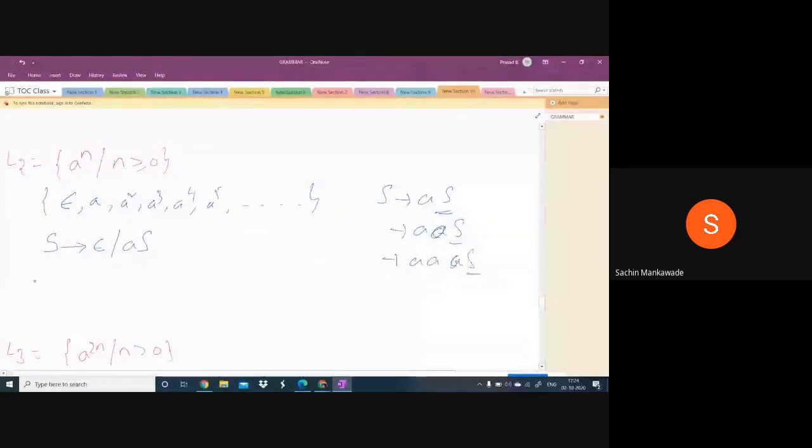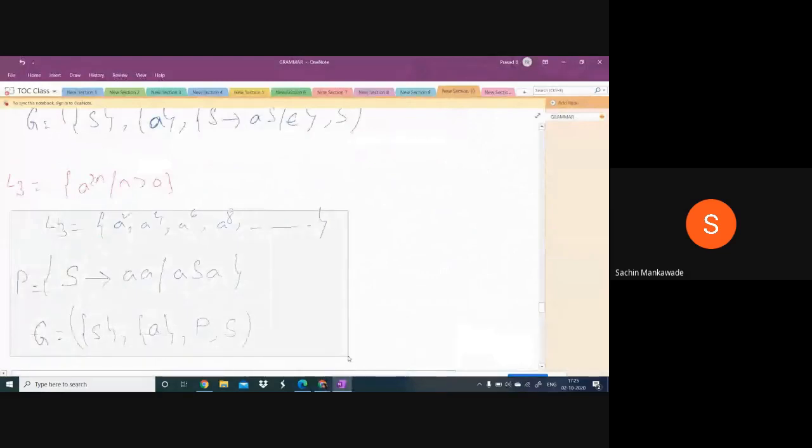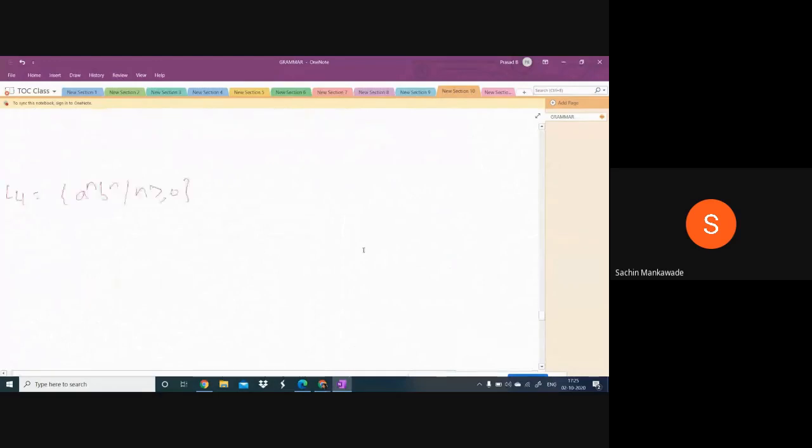So the grammar for this: only A is the terminal and S is the non-terminal. And the productions are S goes to AS and epsilon, and S is the start symbol. Copy this. This one is A power 2n.